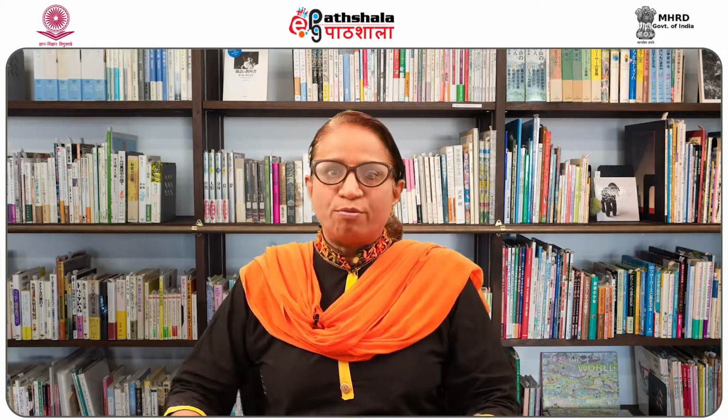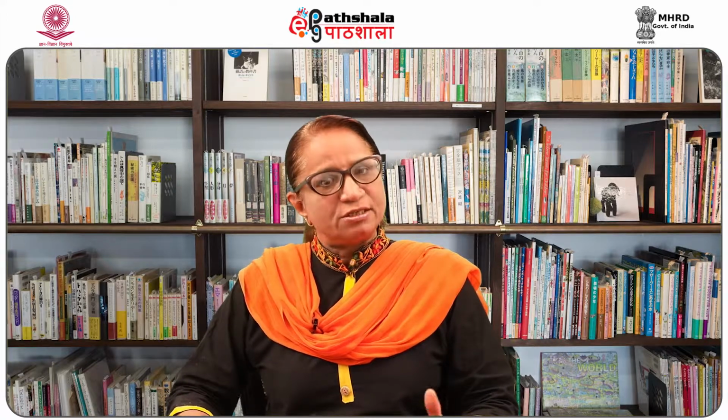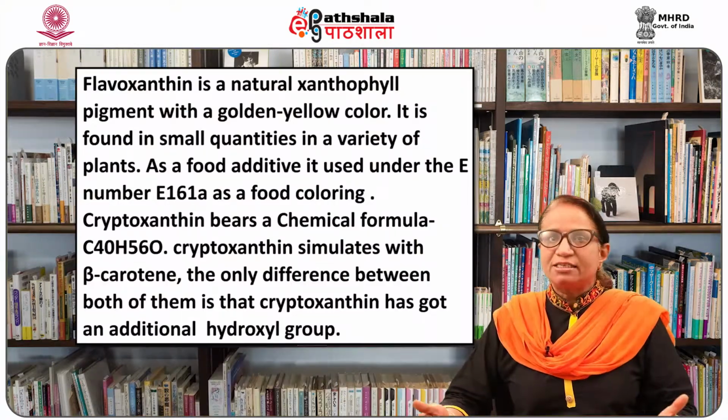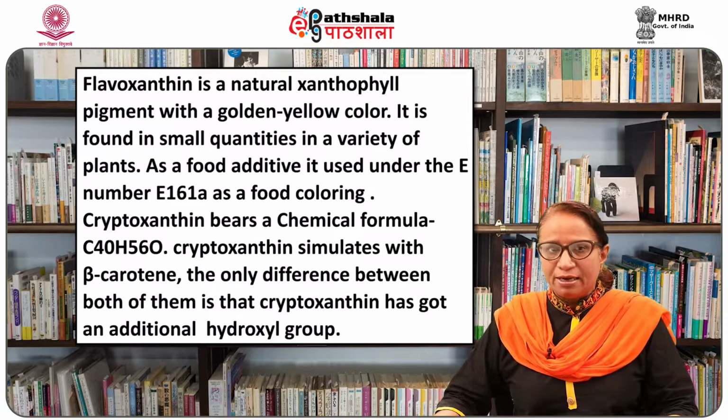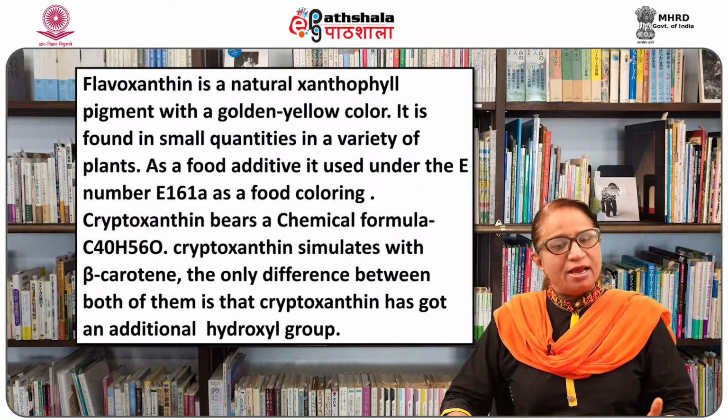The chemical formula of flavoxanthin is C40H56O3. Flavoxanthin is a natural xanthophyll pigment with a golden yellow color. It is found in small quantities in a variety of plants. As a food additive, it is used under the E number E161a as a food coloring agent.